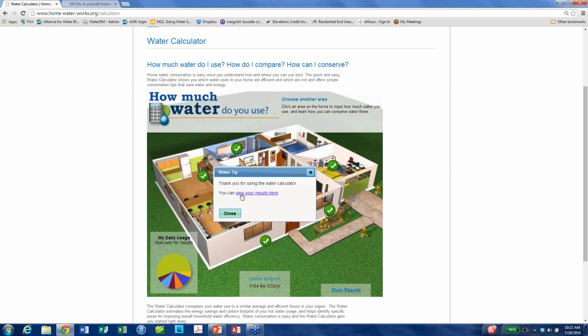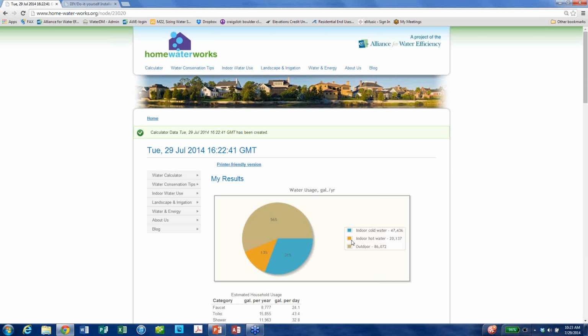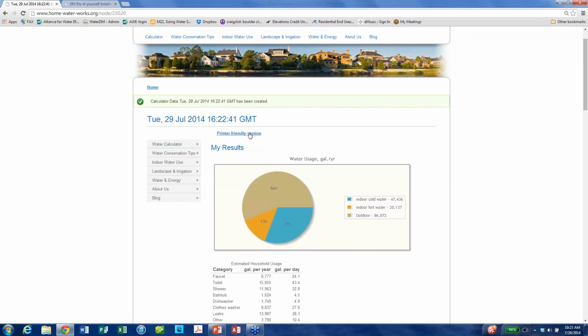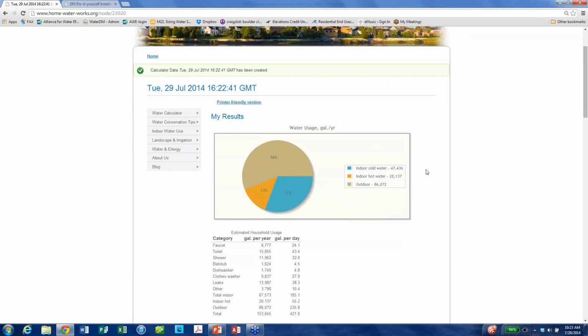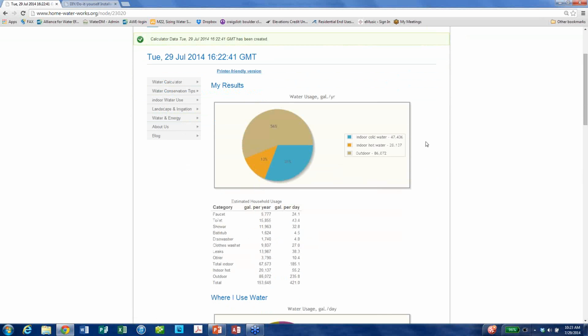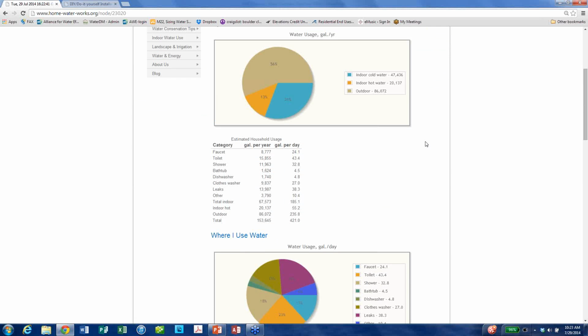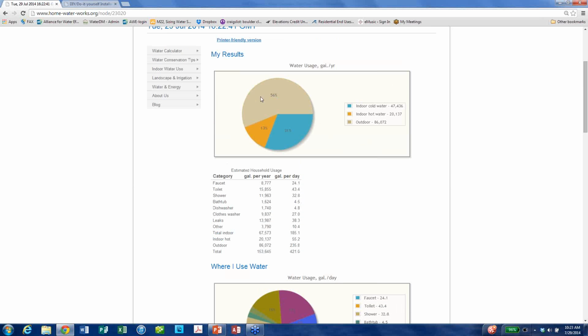So now it says you can review your results. So you have a couple of choices. I could click review my results here, or I could close it here and click right here, show results. And now this is the final output. I could click and get a printer-friendly version. But let's just go through and take a look and see what it showed in terms of the results for my house here in Boulder, Colorado.